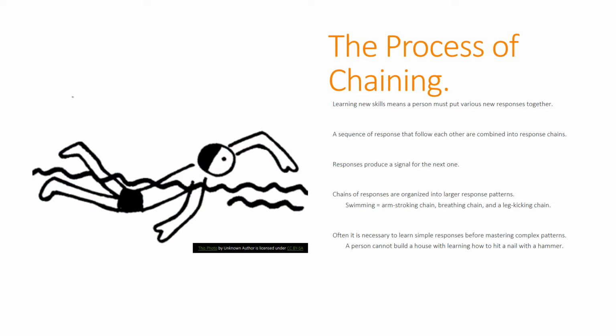Another example, or something else to think about, is it's necessary to learn simple responses before mastering complex patterns. So, for example, if you didn't know how to swim and you just jumped in the pool and started moving your arms and kicking your feet, you might keep yourself afloat, but you're not going to go anywhere. You're just going to stay in one place. So you need to practice one response at a time.